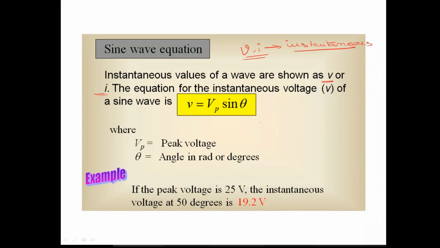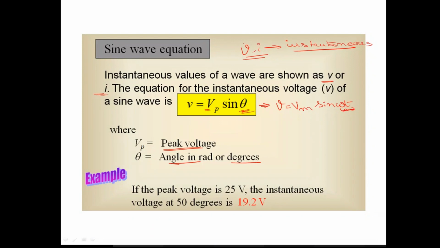Right. So the equation for the instantaneous voltage v of the sinusoidal waveform is generally v is equal to Vp sin theta, where Vp, the capital letter, is for the peak voltage or peak value, and theta is the angle in radians or maybe in degrees. Another form of the sinusoidal expression is v is equal to Vm sin omega t. This is also used instead of theta.